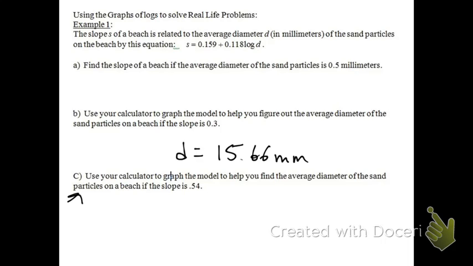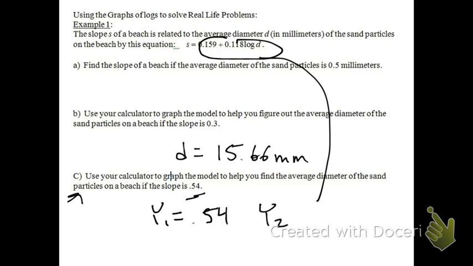Now, I know this might not be written on your worksheet, but I want you to try to use your calculator to graph the model to find the average diameter of sand particles on a beach if the slope is now 0.54. For y1 you're going to do 0.54, and your y2 is going to be that entire expression, the same one you have. See if you can use the intersect feature to find out how many millimeters that is, and see if that even makes sense.